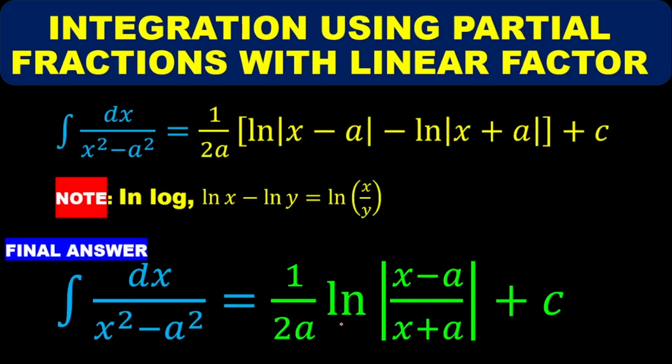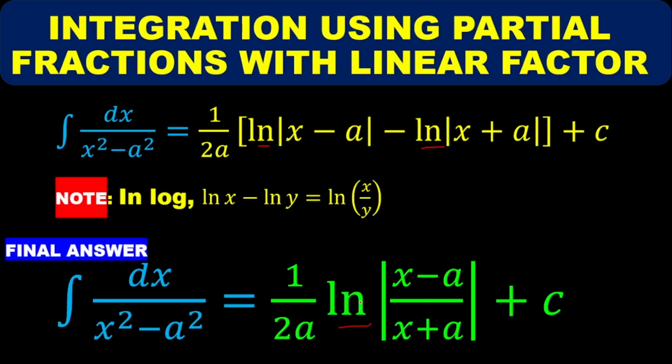Let's give a bit of explanation. In log, natural log of x minus natural log of y, if you remember, is equal to natural log of x over y. It means you factorize the natural log outside. And in logarithm, negative always goes with division, and addition goes with multiplication. So let's apply this rule here. For 1 over 2a, we have it here, and then the natural log being factorized, we have natural log here and here. We factorize it out, and this is what we have.